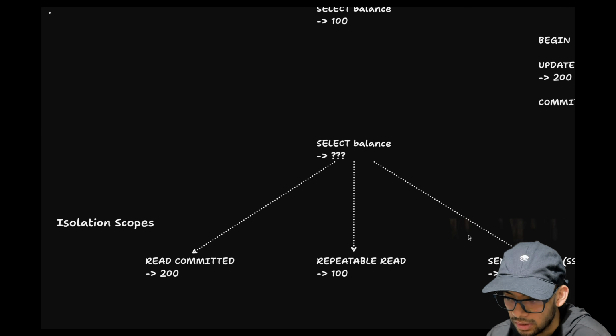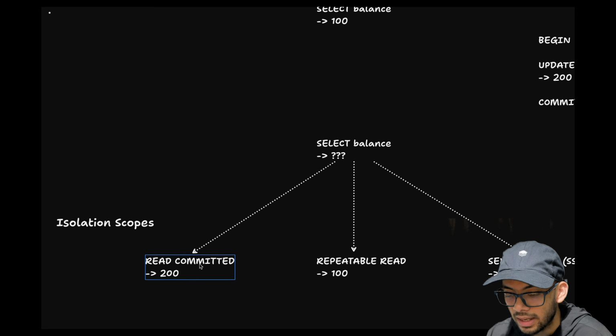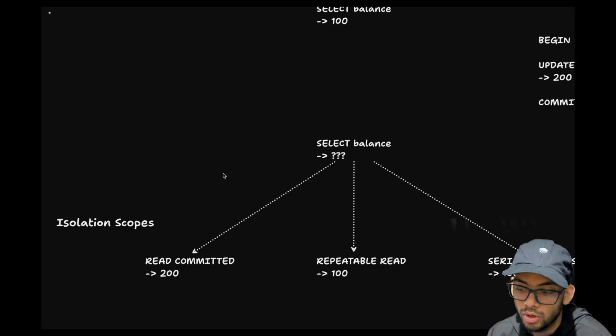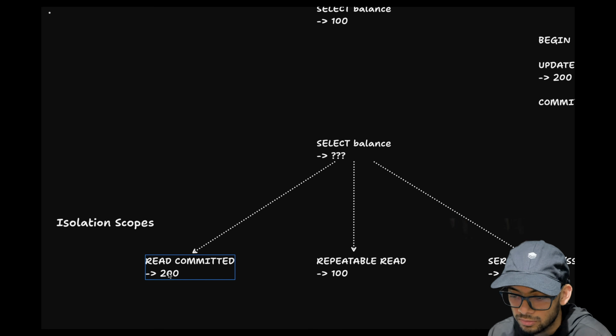So by default, the isolation scope in Postgres is set to read committed. That is, any transaction trying to read any value would always get the latest committed value for that row. So by default, transaction A would be able to see the 200 value, which is version 2.